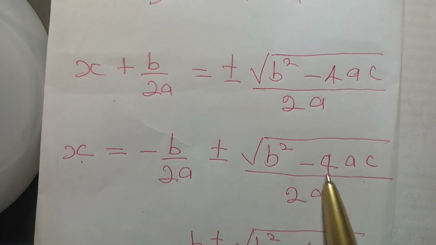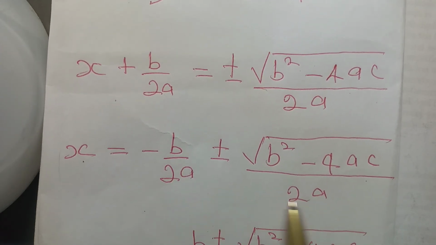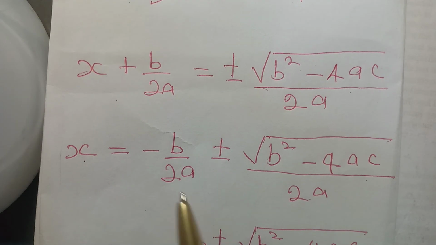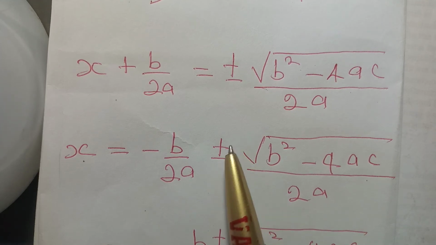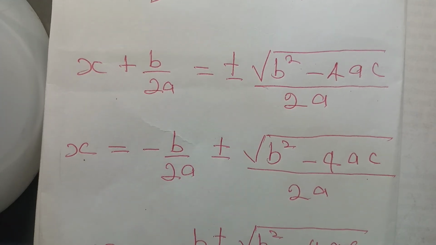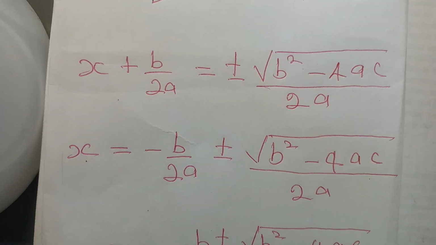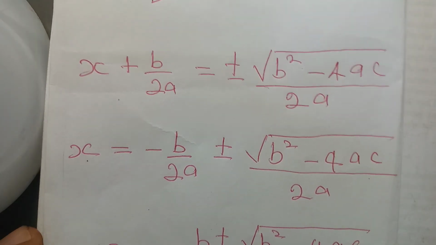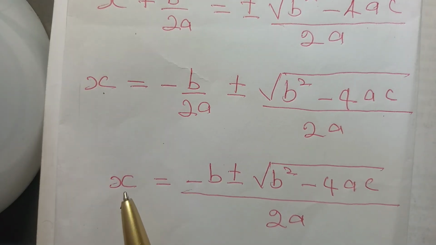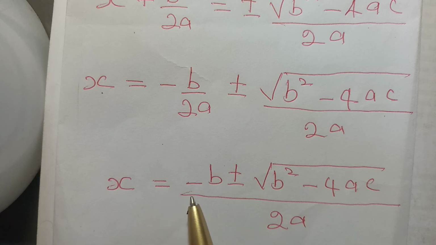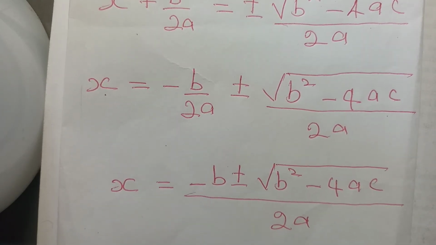Again, this is a fraction. You combine the two of them. The LCM of the denominator here, as you can see, is 2a. 2a divided by 2a, you have 1, times minus b, you have minus b. This is your plus or minus sign, you bring it down. 2a divided by 2a, you have 1 times this numerator, you have this. So at the end of the day, you have x now will be equal to minus b plus or minus the square root of b squared minus 4ac all over 2a.